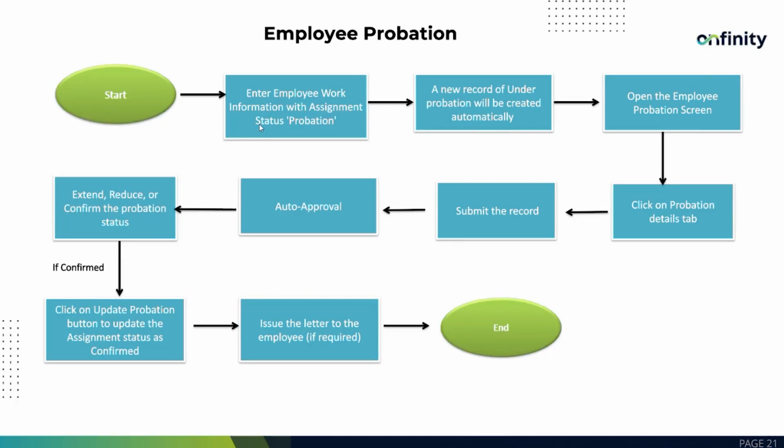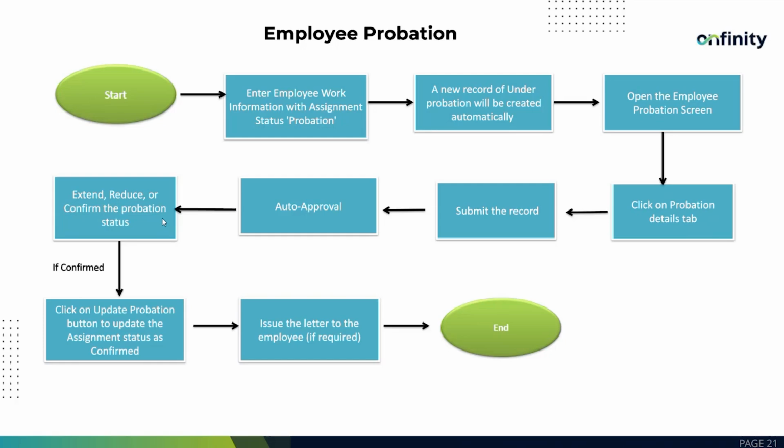To begin, enter the employee's work information details and set the assignment status to probation. A new record will automatically be created under the employee probation screen. Next, open the employee probation screen and navigate to the Probation Details tab. Submit the record. It will be auto-approved.